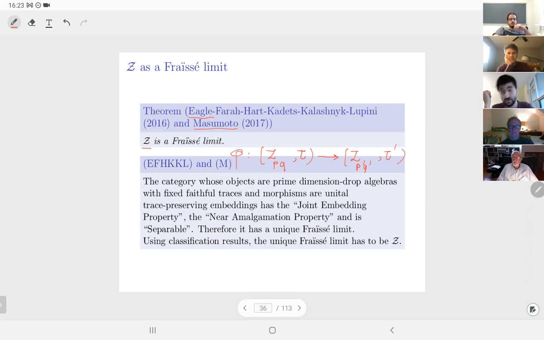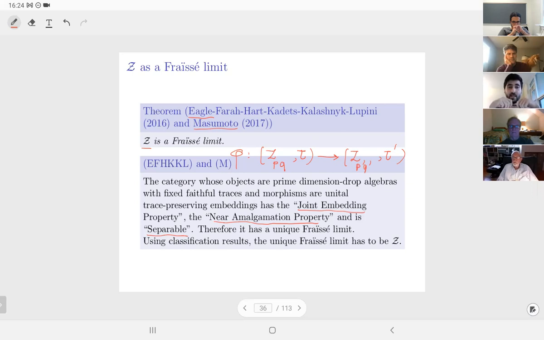trace preserving maps. So if you consider a class where the objects and arrows are like this, then this class has the joint embedding property, the near amalgamation property, and it is separable enough. You basically need to show that, up to some approximation, you have only countably many arrows between any two objects. That would basically mean it is separable.